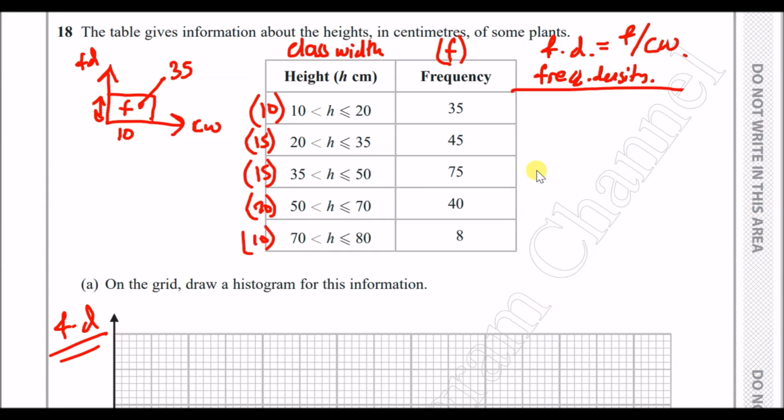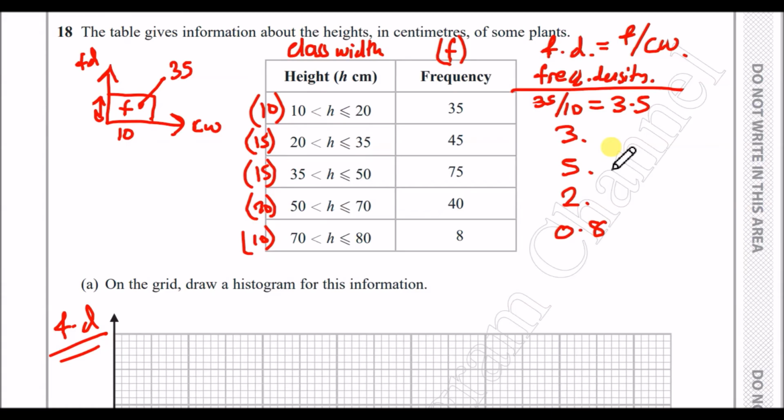Now for the first column, the frequency density would be frequency over 10. So it would be 35 divided by 10, that's 3.5. Next one, 45 divided by 15 is 3. 75 divided by 15 is 5. 40 divided by 20 is 2. 8 divided by 10 is 0.8. Okay, cool. By the way, these are full stops. I don't know why I do that sometimes. It's not a point, it's a full stop.